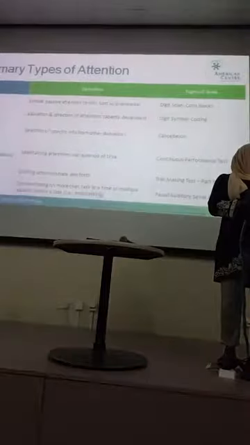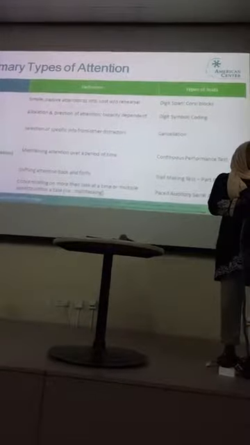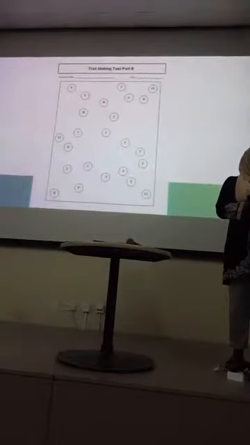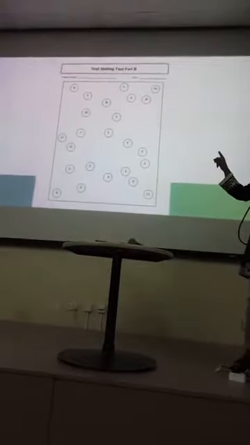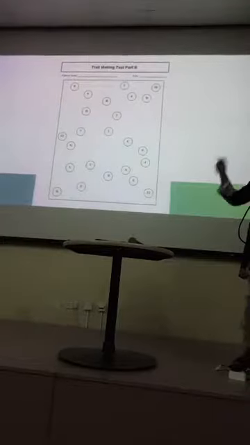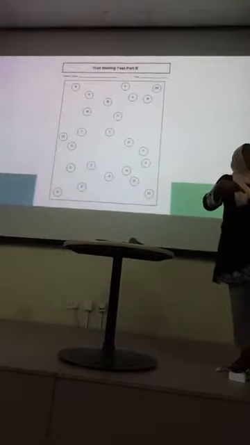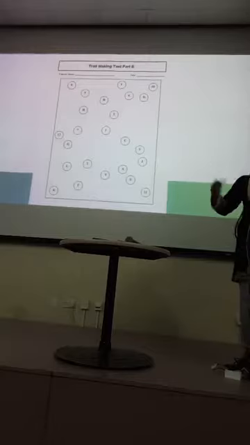Alternating attention is another format in which you shift back and forth between stimuli. The trail making test does that by asking you to alternate between numbers and letters. So you're going to draw a line from 1 to A to 2, 2 to B, B to 3, and so on.